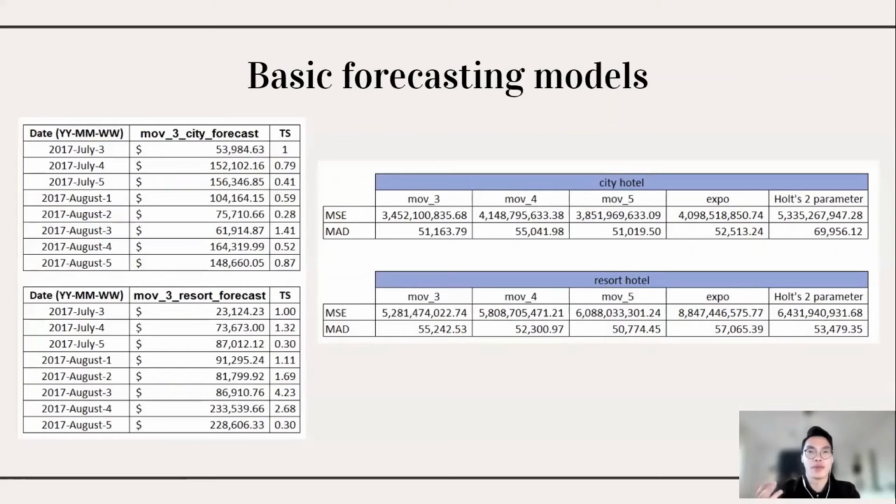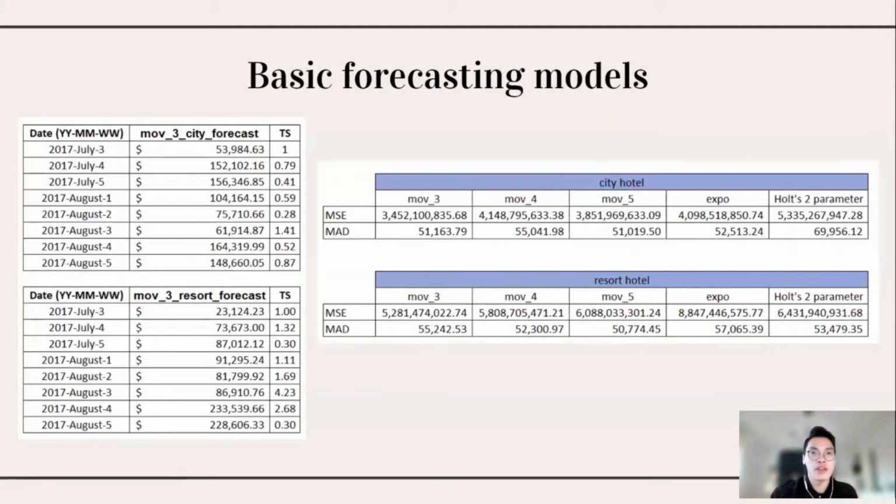If we look at the basic forecasting models in terms of MAD and MSE, for city hotels, the figure on the right shows that the 3-point moving average has the lowest MSE. However, the MAD for the 3-point moving average is 0.28% greater than the 5-point moving average, which has the lowest MAD. If the company were to rely on a basic forecasting model, we would recommend the 3-point moving average because the value of its MSE is significantly lower than any other method.